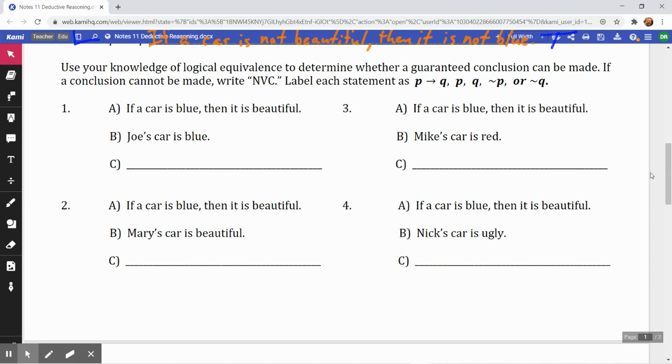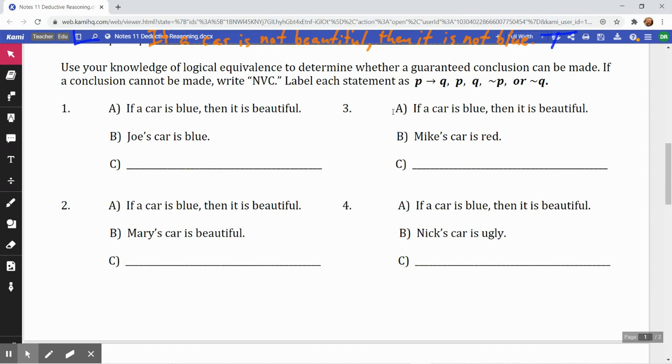So down here, we see 4 examples. They all have the same condition. If a car is blue, then it is beautiful. Okay, the same condition we were given before. And so we're going to consider that to be true. And then what we're going to see is that new claims are made. And our goal is to figure out, is this claim leading to a valid statement, a guaranteed statement that we know must be true? It's a little tricky to get used to.